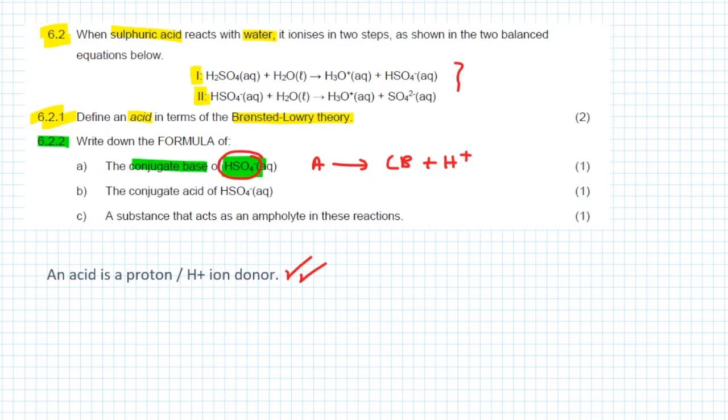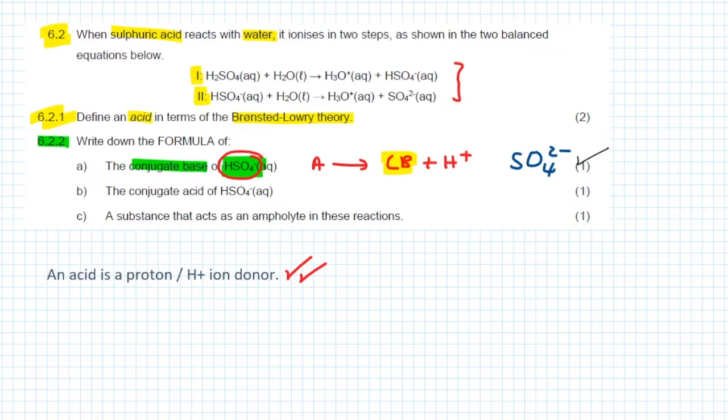Don't confuse yourself by looking at the equations. Leave the equations alone and just try to think about what is a conjugate base and how do we form it. We form it by removing a hydrogen from an acid, because an acid is a proton donor. So if we take HSO4- and we take a hydrogen, we are left with SO4 2-. When you take away a positive, it becomes more negative. And for writing this down, you're going to get 1 mark.